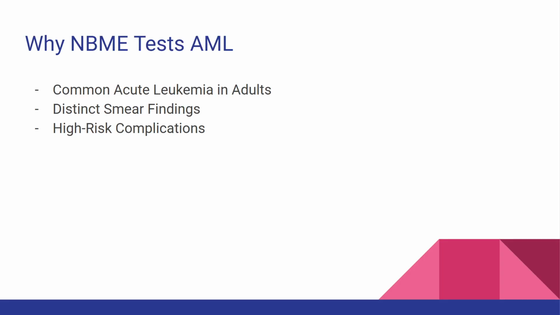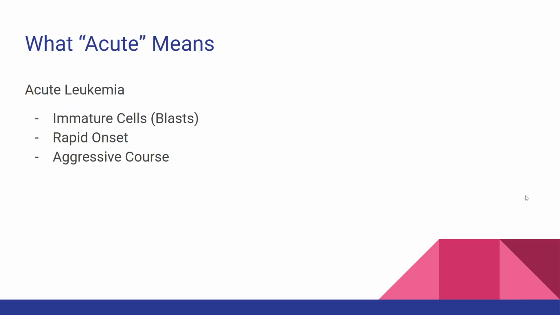So, why does NBME love to test on AML? Well, it's because there's a classic peripheral smear finding. I'm sure you guys can all guess that I'm talking about Auer rods. And it also includes an important subtype, APML or APL, that causes DIC, which is obviously one of the worst things you can get, because you literally die so easily from that.